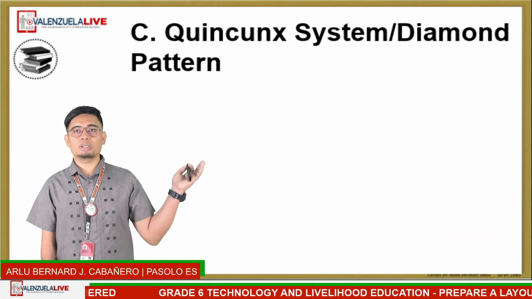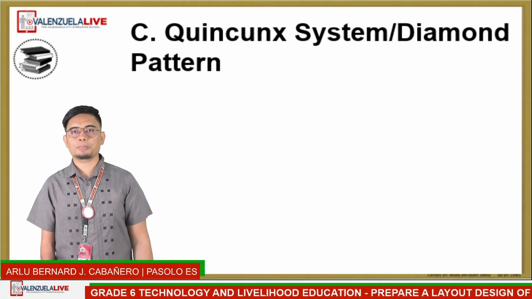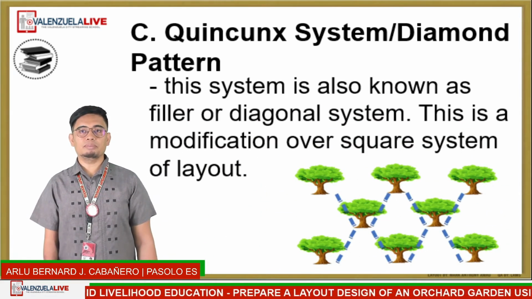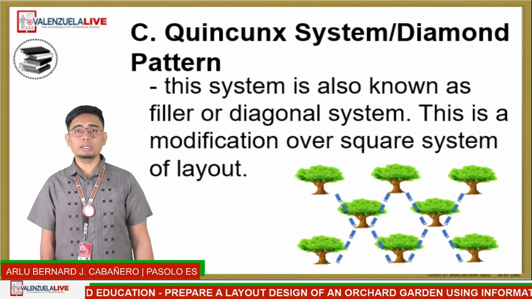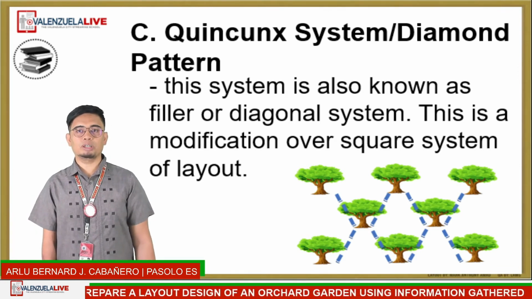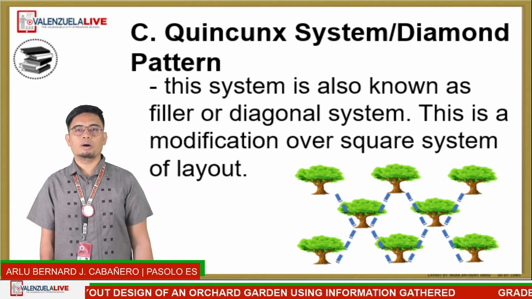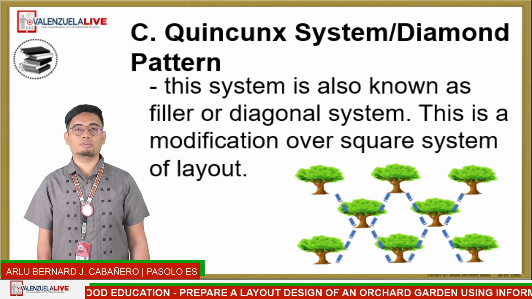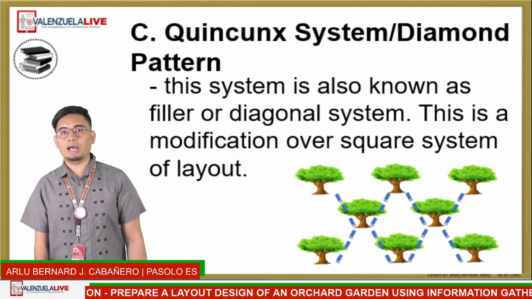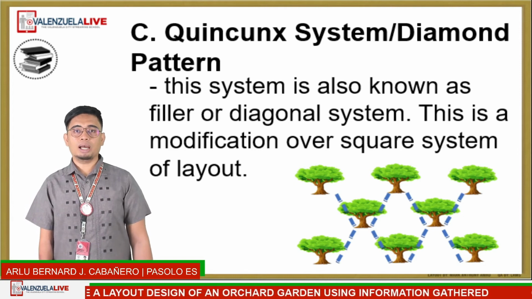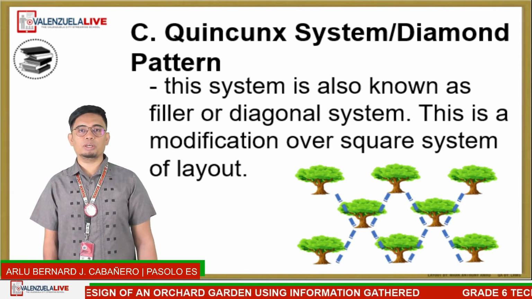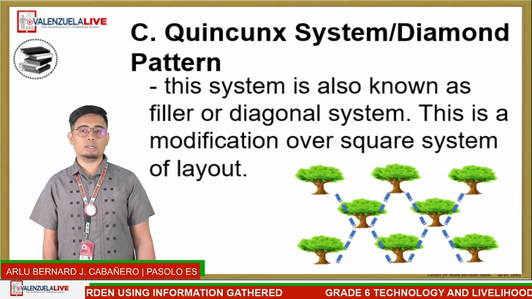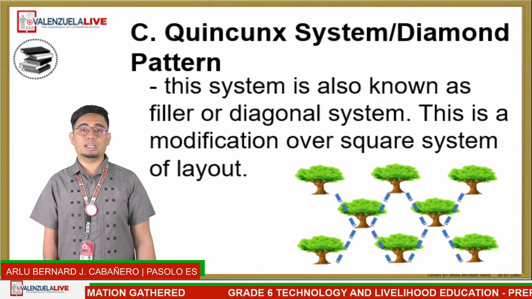Next, quincunx system or diamond pattern. This system is also known as pillar or diagonal system. This is a modification over the square system of layout, to make use of the empty space in the center of each square by planting another plant. The plants are planted at the center of each square along with the tall growing plants at the corners of the squares that are termed as pillar plants.